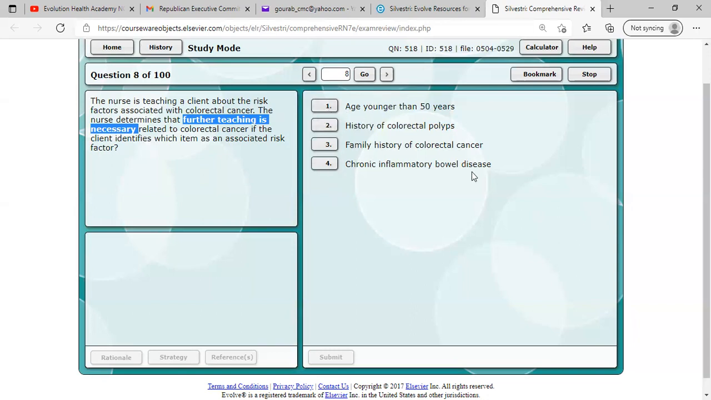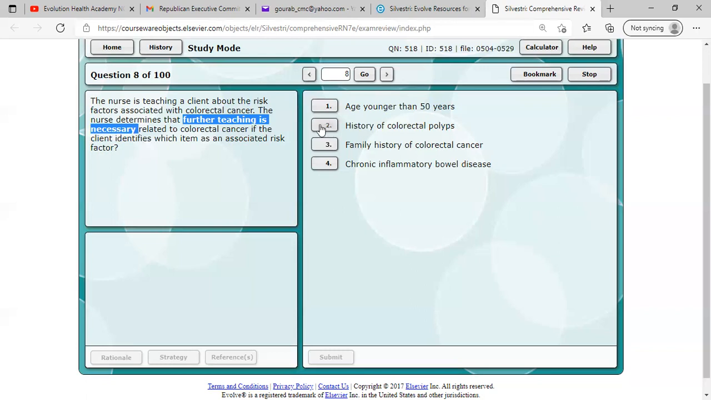Chronic inflammatory bowel disease. If any patient has a chronic inflammatory bowel disease, they have a chance to develop colorectal cancer. Or the patient who has colorectal cancer gives you the history of chronic inflammatory bowel disease. So chronic inflammatory bowel disease is associated, a risk factor to develop colorectal cancer. So it is correct. It is not the answer. Family history of colorectal cancer. This is a risk factor. So it is related to colorectal cancer. So it is not an answer.